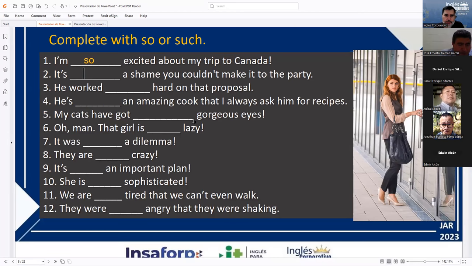Number two. It's such a shame you couldn't make it to the party. And number three, he worked so hard on the proposal. Now, this is a long form. He's such an amazing cook that I always ask him for receipts. No, for recipes.